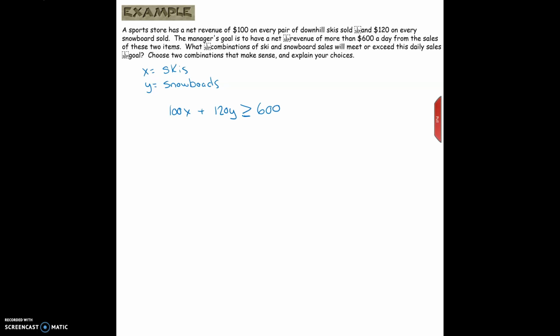All right, now I'm going to maneuver my linear inequality around so that it's in the y equals mx plus b format, which just makes it easier to graph. Oh, sorry, 120 goes into 600 5 times. There we go.